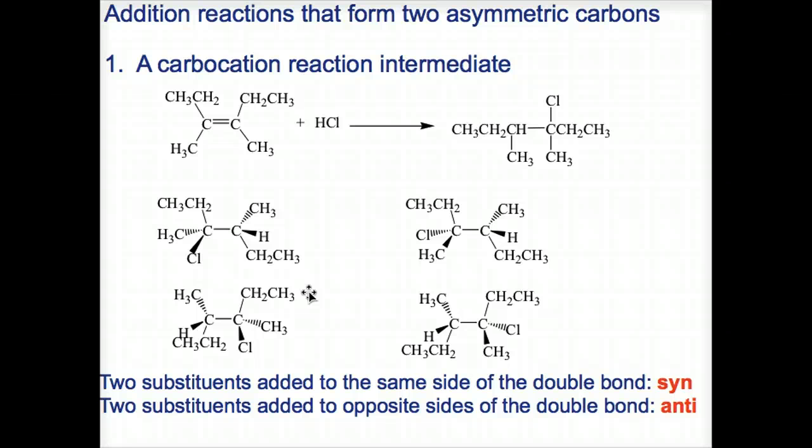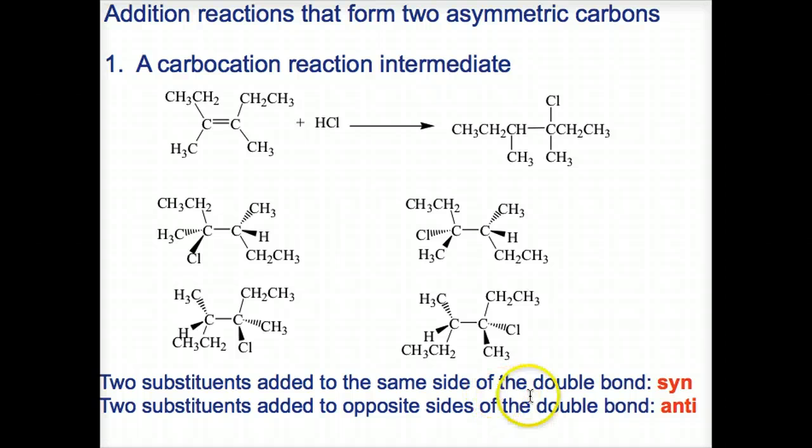When 2 substituents add to the same side of the double bond, the addition is called syn addition, S-Y-N addition, the 2 on the left, these right here. When 2 substituents add to opposite sides of the double bond, the addition is called anti-addition, the 2 on the right, as you can see here. The 4 stereoisomers formed from the cis-alkene are identical to the 4 formed by the trans-alkene. Therefore, this reaction is not stereospecific.